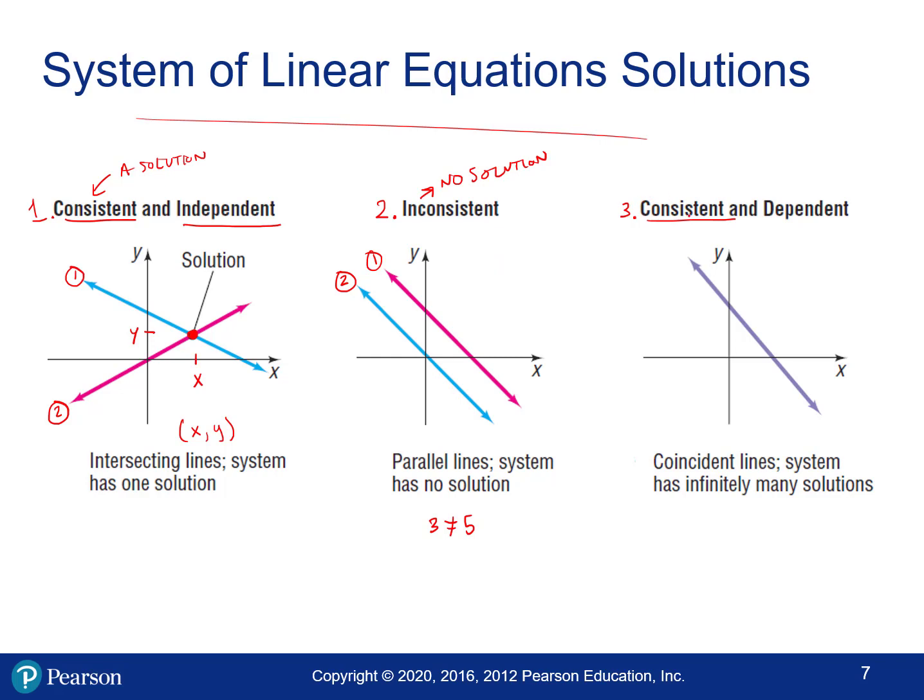And then the third and final possibility is that your system is consistent, so it has at least one solution. This one actually has infinitely many solutions.